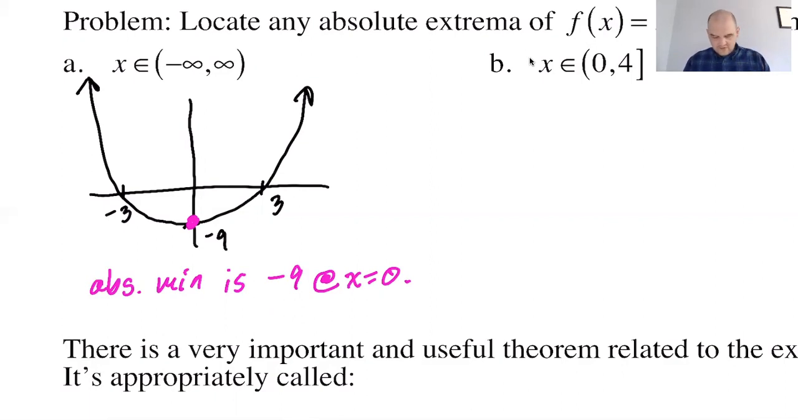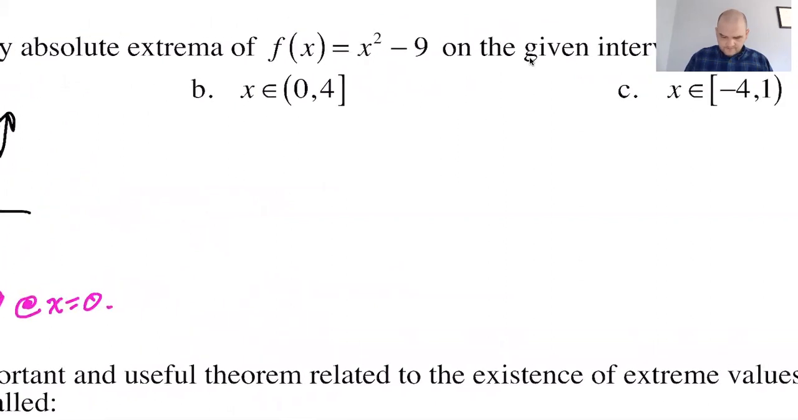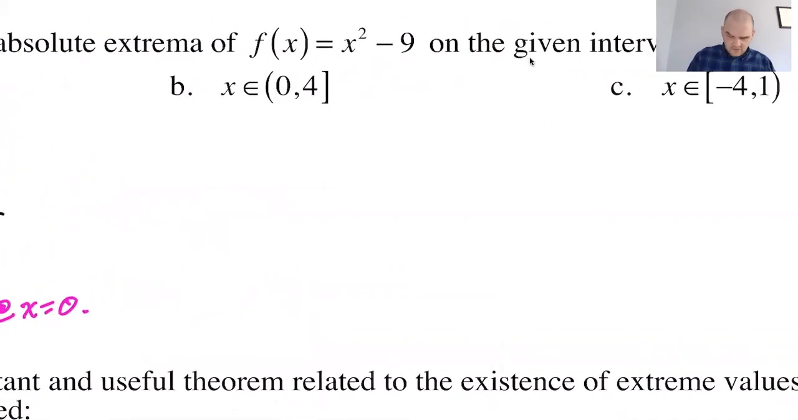So this is an open interval, and we do have an absolute minimum. We don't have an absolute max. You didn't have to because of the open interval thing. How about this? So this is a weird one. It's the same function, but now it's only from 0, not inclusive, to 4, inclusive. So let's sketch that.